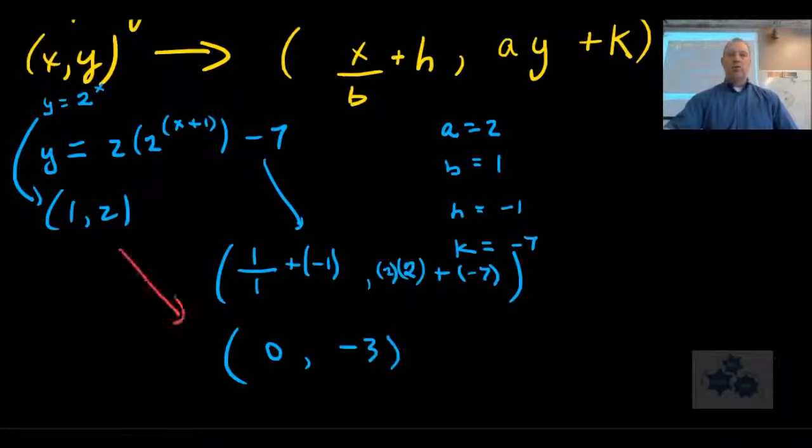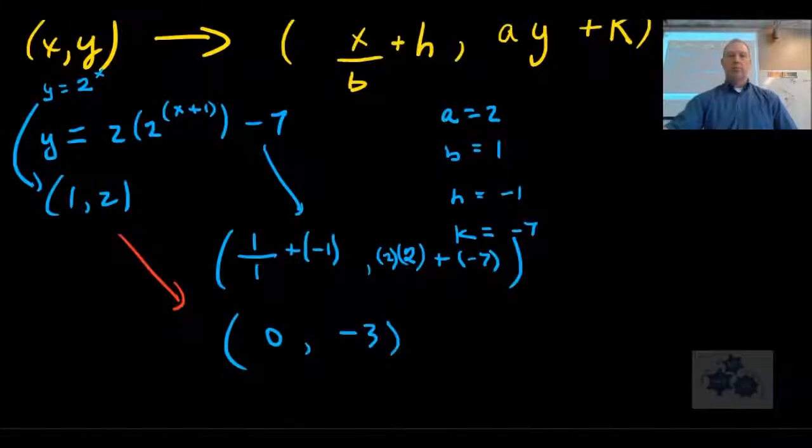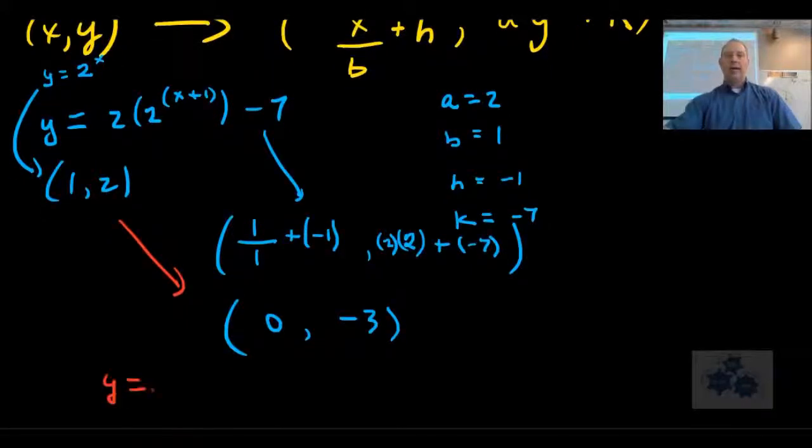And of course we could certainly see if that is true. So x being 0, we could plug in 0 for x and see if that's what we get for y. That's one way we could check to see if that's true. So let's check it out. y equals 2 times 2 to the power of x is 0.